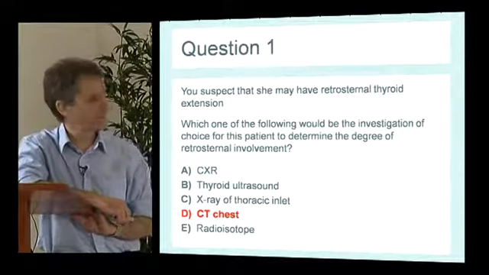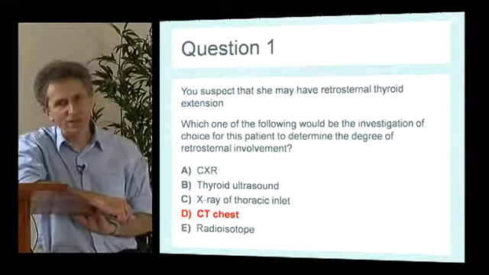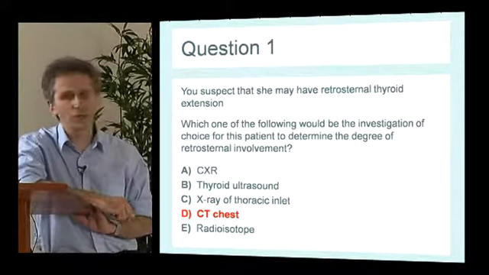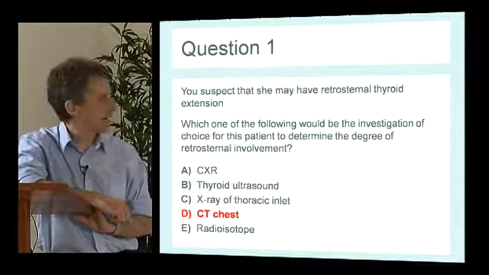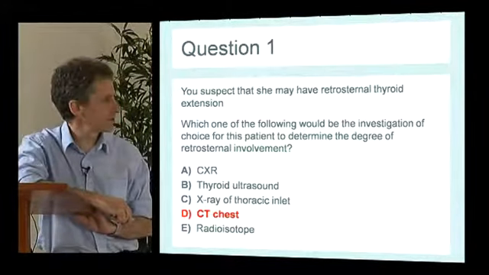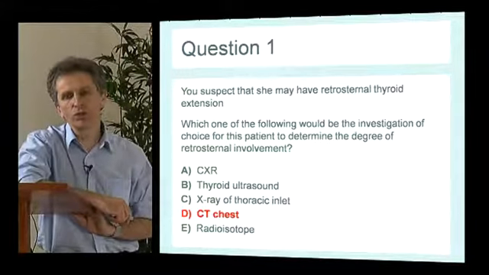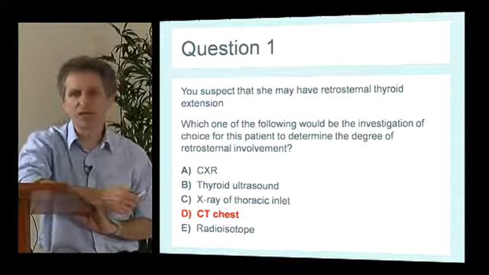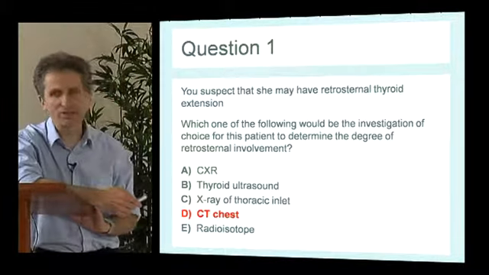the thoracic inlet. Older investigations, such as a chest X-ray, might show enlargement of the upper mediastinum, but which would not be very accurate. And an X-ray of the thoracic inlet was what we used to do before CT scans. CT, however, would show you not only the size of the thyroid gland, but exactly the relations in relation to the thoracic inlet. So that's the preferred investigation of choice.